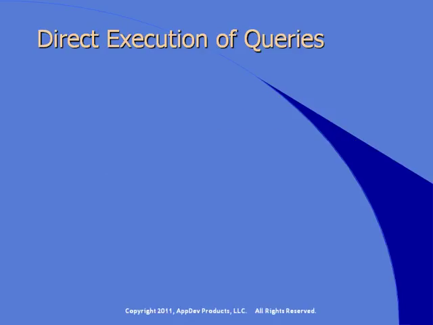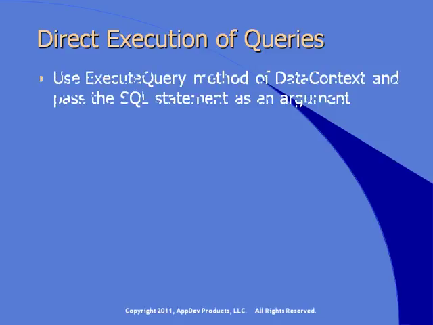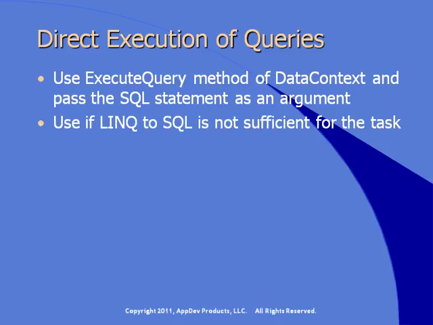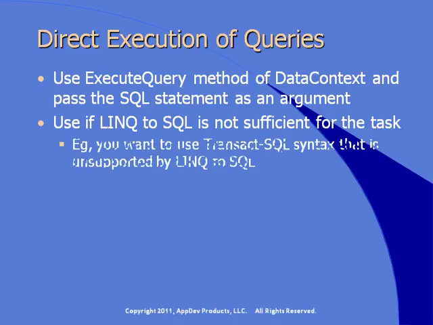We saw in the demos in the previous sections that when you run a LINQ to SQL query, LINQ to SQL will take your LINQ query and translate it into SQL statements and pass that along. There may be times when you want to write the SQL statement yourself. In that case, you can use the ExecuteQuery method of the data context and pass the SQL statement as an argument. So in general, you'd do this if LINQ to SQL was not sufficient for a task you had.